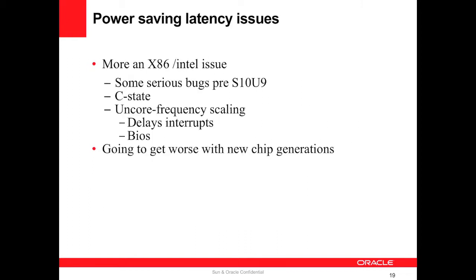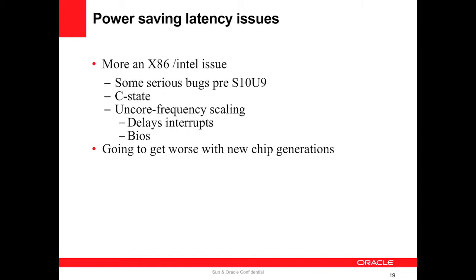One of the things I've seen over the last 3 years, and it seems to be getting worse, is power saving issues on Intel x86. There were some pretty serious power saving bugs in terms of introducing latency bubbles pre update 9. Those tend to be sorted out, but mostly around C state. You can turn the C state off. And if you're really worried about performance, that's what people are doing.